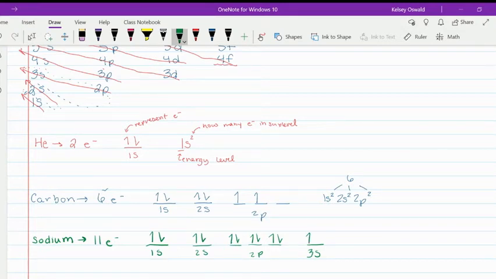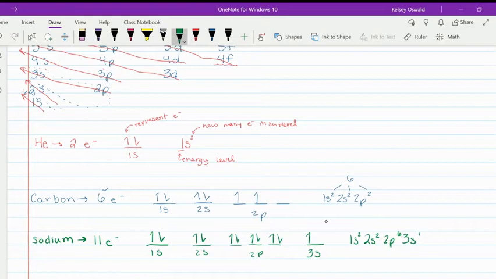Okay. So for all 11 electrons, we'll have 2 in my first energy level making a sphere shape, 2 in the second energy level making a sphere shape, 6 in the second energy level making a peanut shape, and then 1 in my third energy level making a sphere shape.